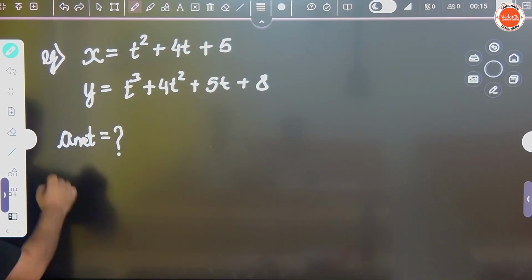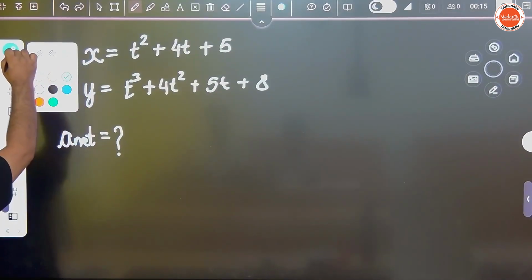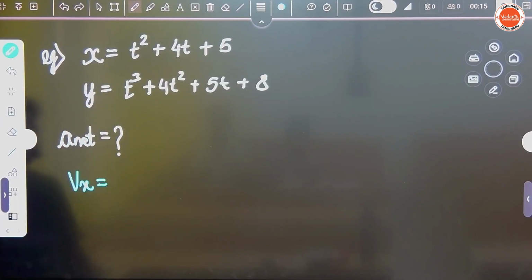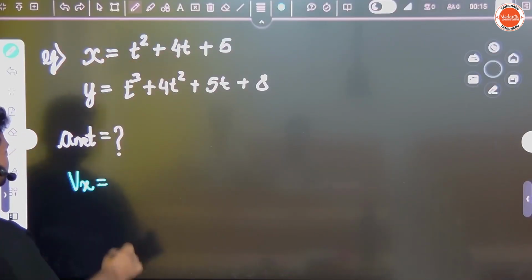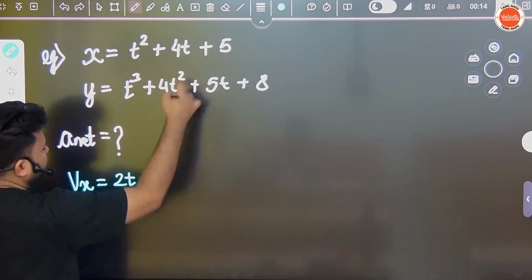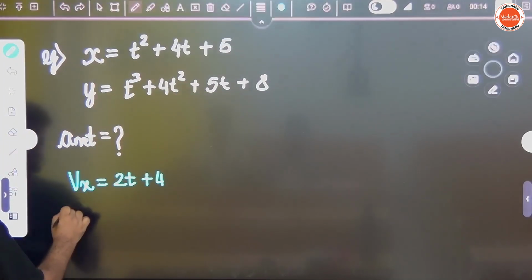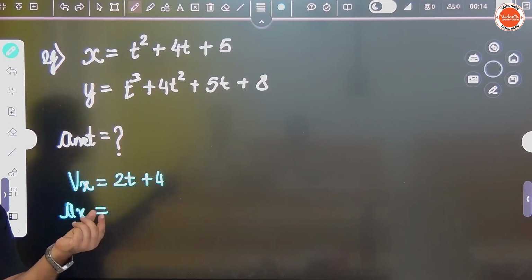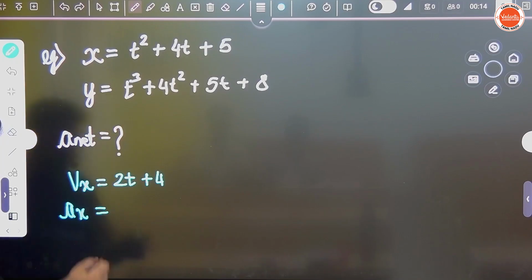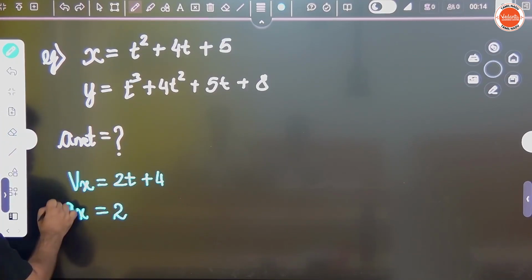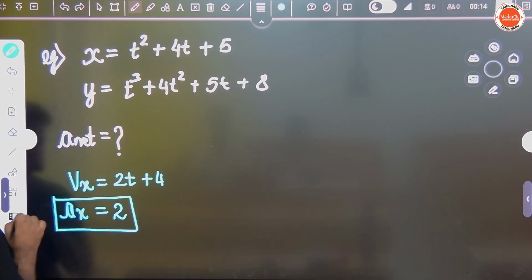See, first find the velocity of the object in x direction. Velocity in x direction is dx by dt. So differentiate this: t square differentiation will be 2t, 4t differentiation will be 4, 5 differentiation will be 0. What will be the acceleration in x direction? Acceleration is dv by dt. So differentiate this: 2t differentiation will be 2, 4 differentiation will be 0. So acceleration in x direction you are getting 2.